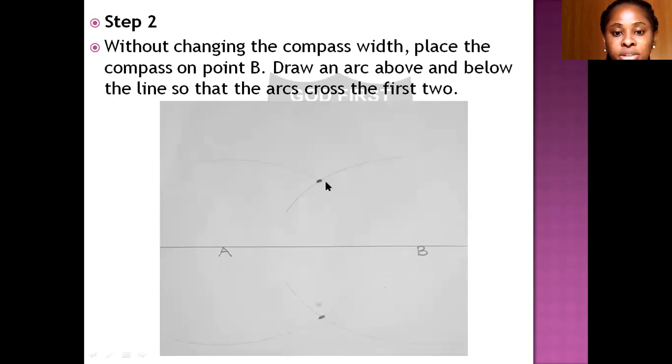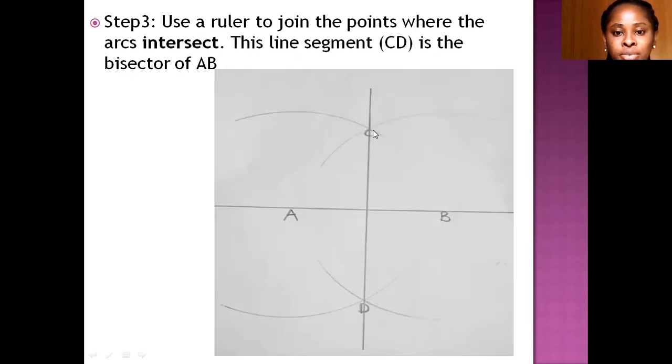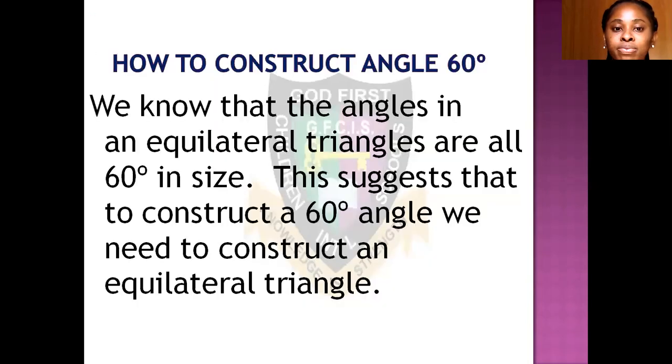This is where they meet, the intersection of the above and the below. Name this place C and name the under D. When you join them together, we have the line segment CD as the bisector of line segment AB. With steps 1, 2, 3, you'll be able to construct a perpendicular bisector of a line segment.